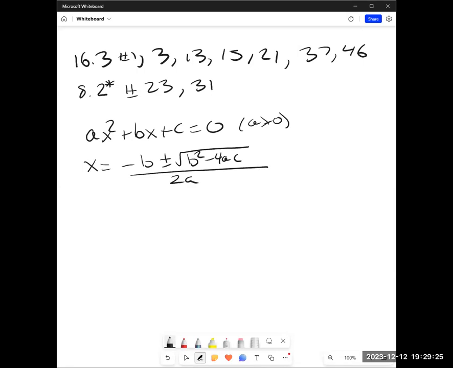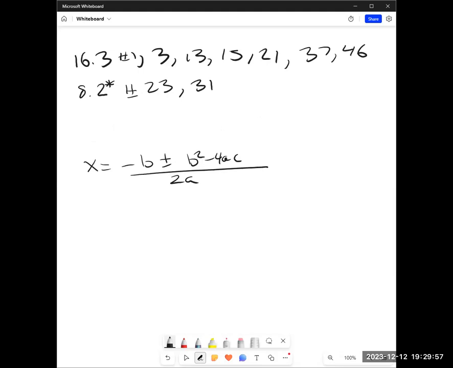all over 2a. Most important thing to tell you is if b squared minus 4ac is less than 0, meaning it's a negative number inside the square root sign, we'll choose the option that says the solution is not a real number. Otherwise, we're going to have real solutions. We may have one or two real solutions, and those solutions may be rational or irrational. And we'll get to that as we go along here.